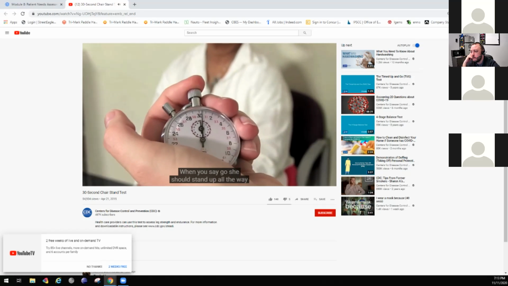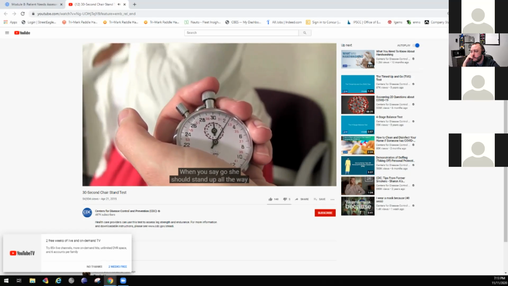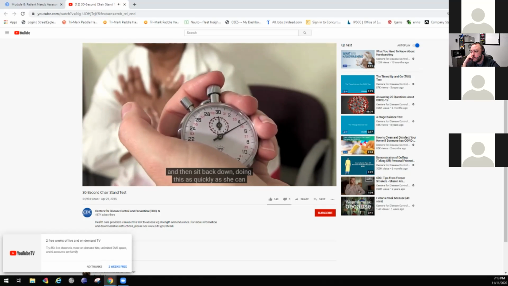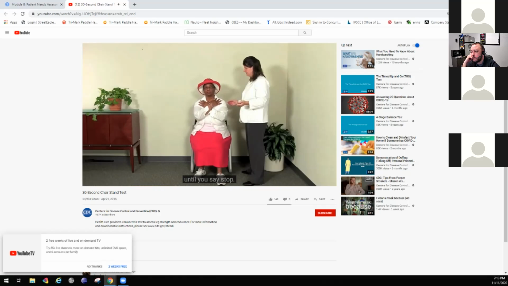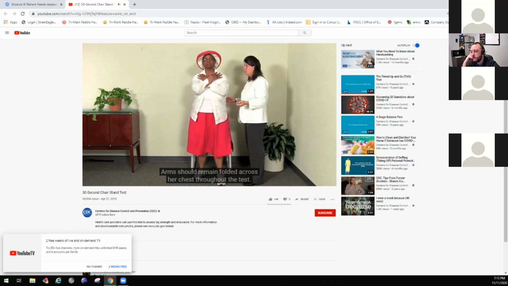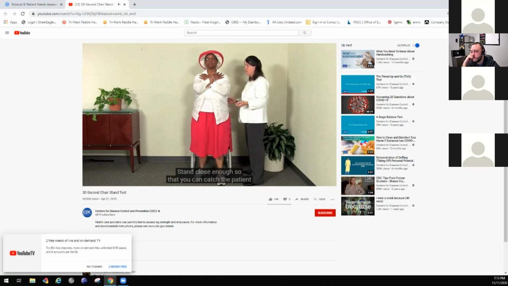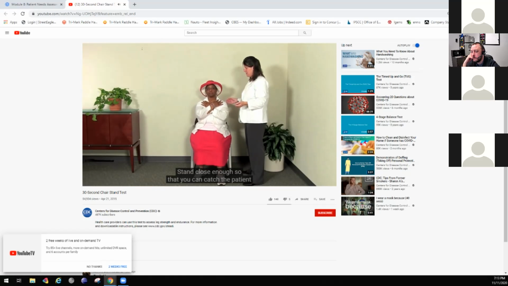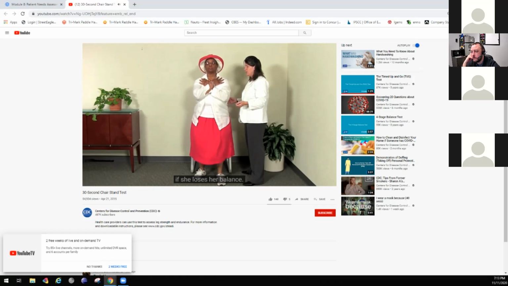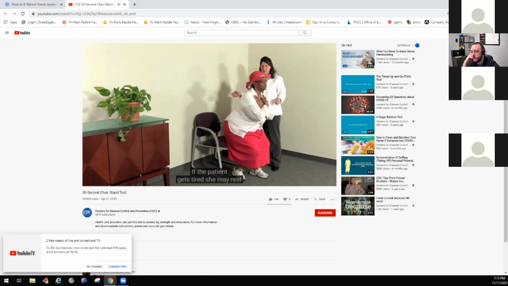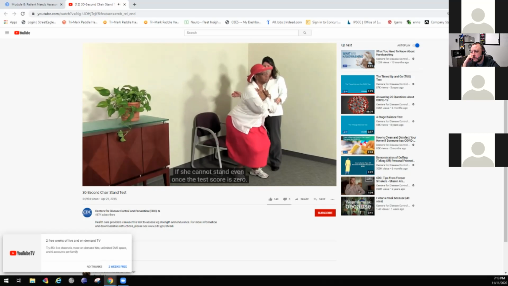When you say go, she should stand up all the way and then sit back down, doing this as quickly as she can until you say stop. Arms should remain folded across her chest throughout the test. Stand close enough so that you can catch the patient if she loses her balance. If the patient gets tired, she may rest, but let the time keep going. If she cannot stand even once, the test score is 0.